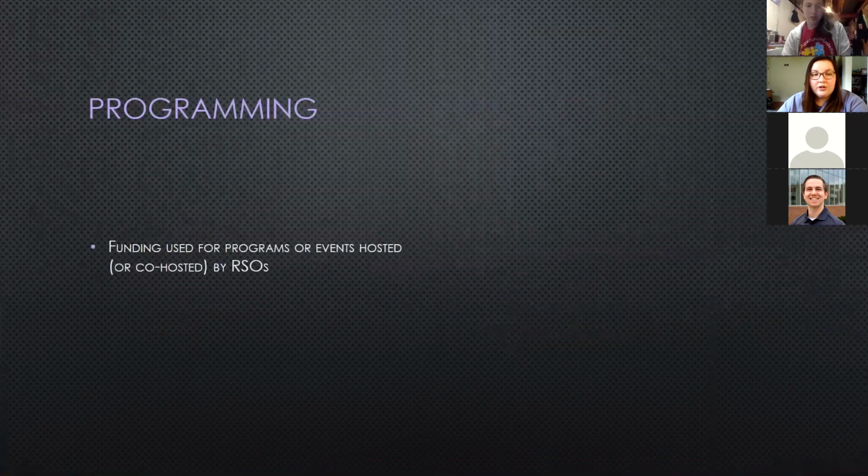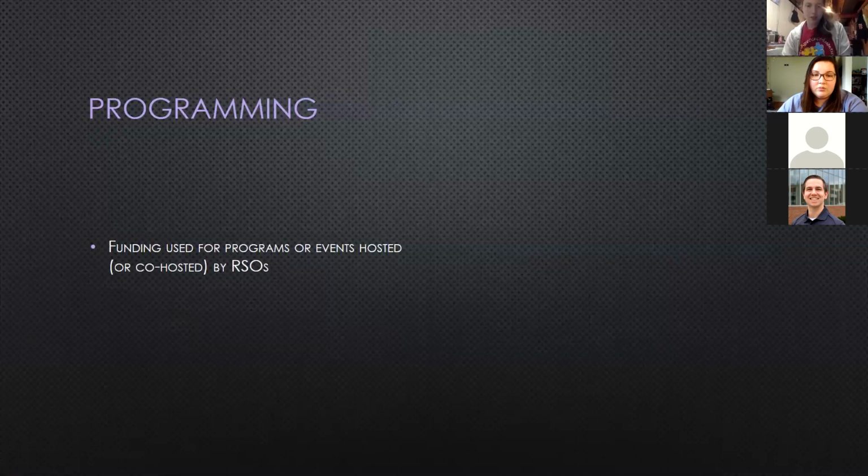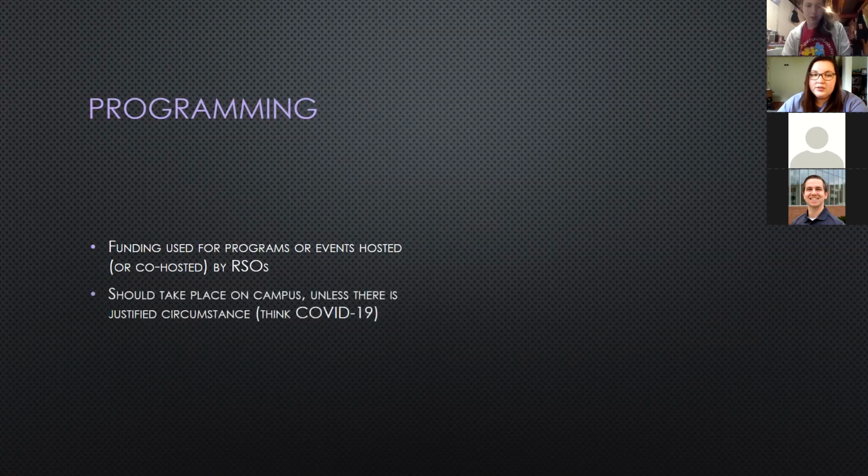So the next category is programming. Now this is funding used for programs or events hosted or co-hosted by orgs. Usually these take place on campus unless there is a justified circumstance. Again, everything is totally different this semester. Hopefully in the spring, things can be a little bit back to normal, but we'll see. Now this does have to be submitted 4 weeks in advance of your event, and there's more detail on that either later on, and then also for sure in the SABC guidelines, which I'm always going to push you to read before you submit a budget request for any category.